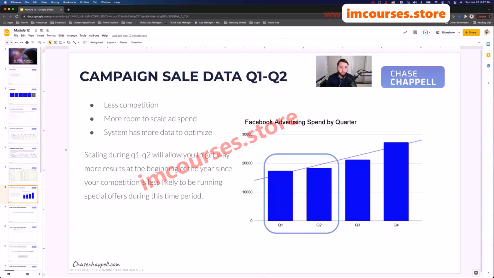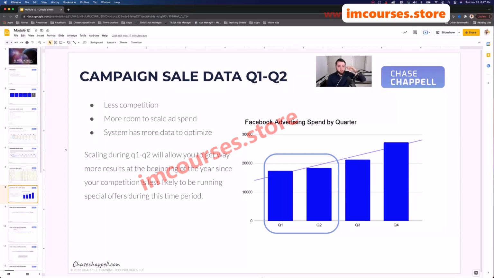So scaling during Q1 and Q2 will allow you to get way more results at the beginning of the year, since your competition is less likely to be running special offers during this time period. So if you're running special offers and finding more ways to come up with offers during Q1 and Q2, you could really have an amazing beginning of the year that's just as dominant as the later half of the year.